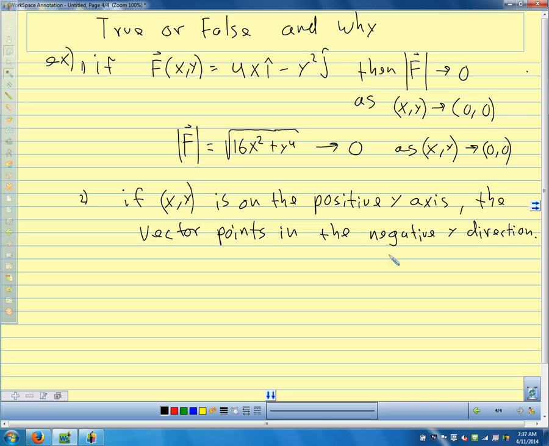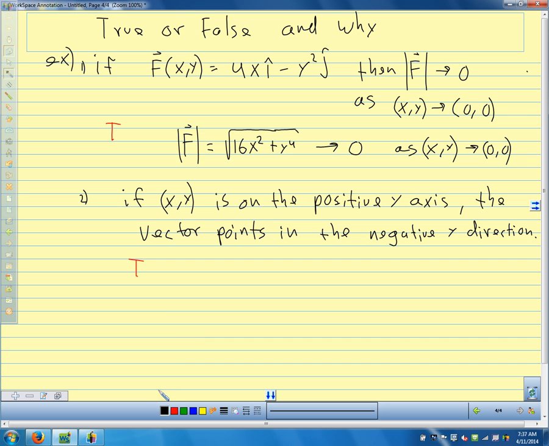True. Also true for the negative y-axis. So if it's on the y-axis, period, right? Because on the y-axis, x equals 0, and y squared is always positive. So we have this negative sign, so we don't get anything that's going to cancel with the negative sign. So this y component is always negative on the y-axis. So that would be true. This one is a true.